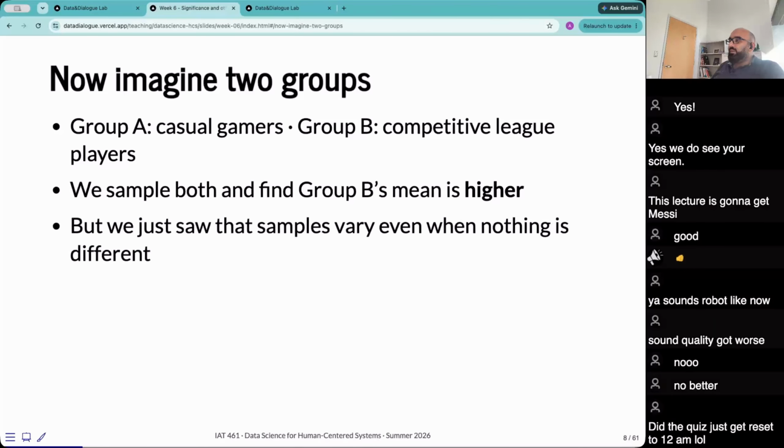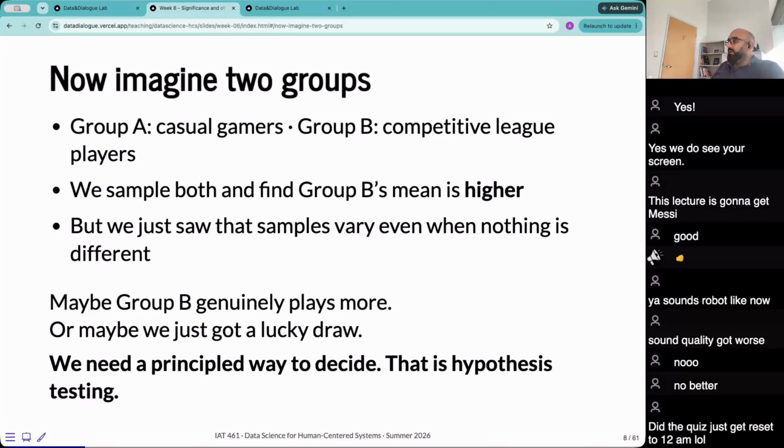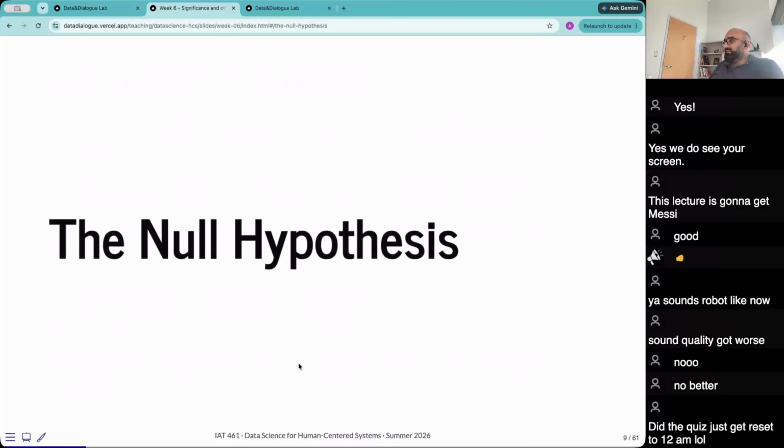But we just saw that samples vary even when nothing is different, okay? Maybe group B genuinely plays more, or maybe we just have a lucky draw. That is the general question, the type of question you ask in statistics. We need a principled way to decide, and we call that hypothesis testing.